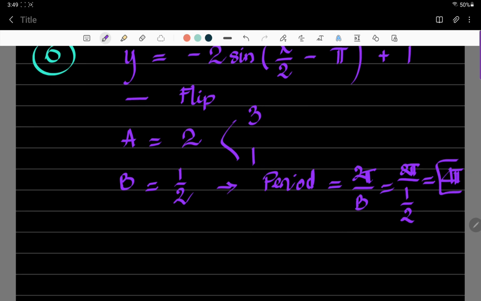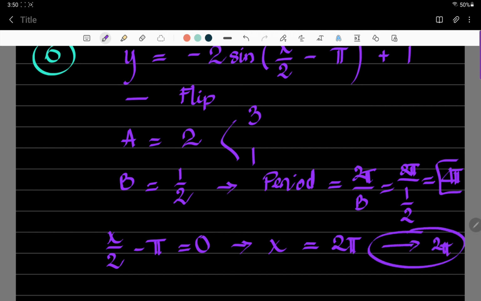Now, you gotta find the phase shift. So x over 2 minus pi equals 0. Okay, x equals what, guys? 2 pi. Right? Bring the pi to the right, multiply by 2, we're done. We shift to the right, 2 pi. Good? I think we're ready to draw.